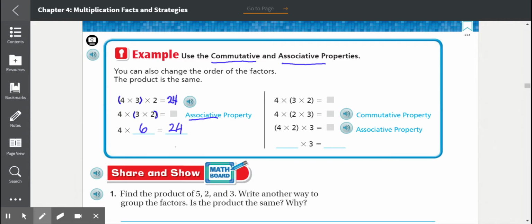Let's look over here. They have 4 times 3 times 2, 4 times 2 times 3. So they switched the numbers. That's showing the commutative property. And they switched the grouping here, so that's showing the associative. Let's solve. 4 times 2 is 8, and 8 times 3 is 24. So it doesn't matter where the numbers are, or what group they're in, or which order they're in. We'll get the same product.